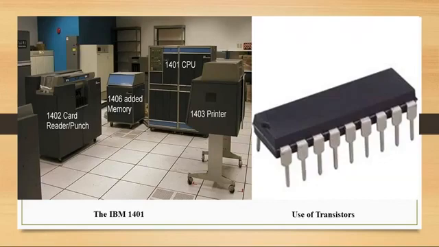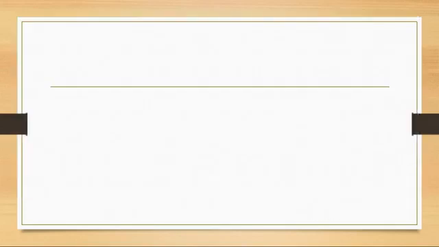Now, what is the difference between first generation and second generation of a computer? The second generation computer used transistors instead of vacuum tubes. As transistors were smaller than vacuum tubes, the computer became much smaller in size. They also became faster and cheaper. Okay, now move to next generation.